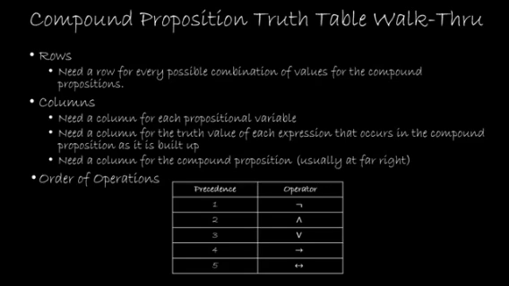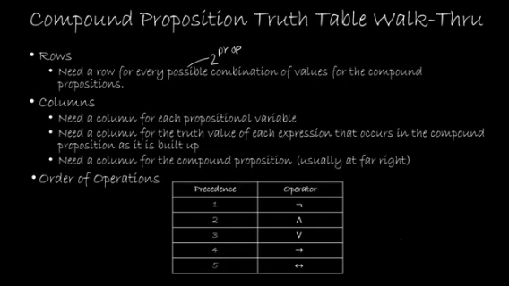In terms of the number of rows needed, you will need a row for every possible combination of values for the compound propositions. Essentially, however many propositions you have, you're going to take 2 to that number, because each proposition can either be true or false, and so we need a row to show each of the possible combinations for the propositions.